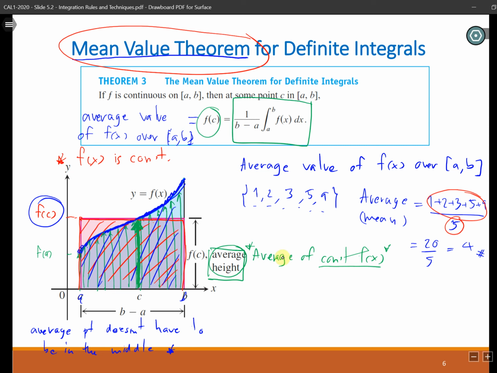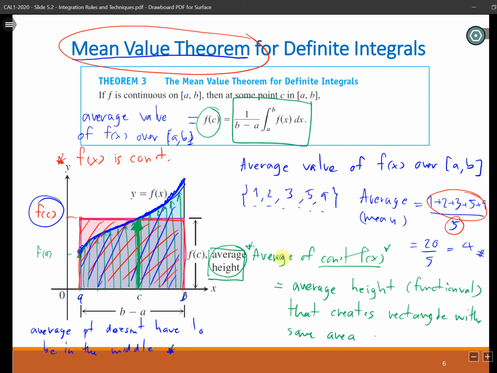So here the average of the continuous function, let me put this, is going to be the average height. And this height is going to be the function value that creates a rectangle with the same area as the area under the graph f(x).